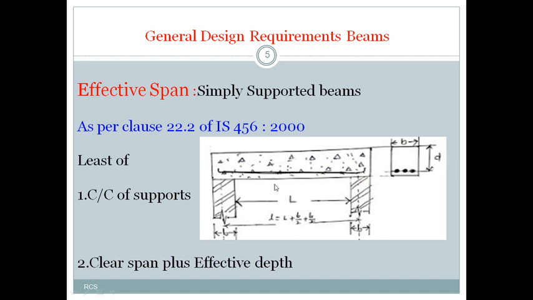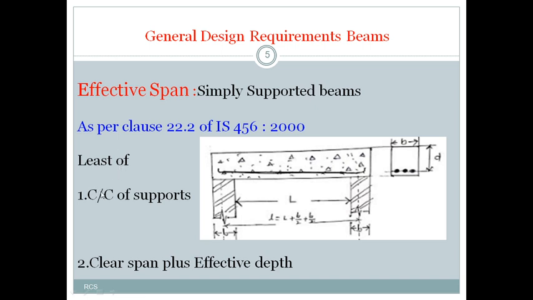So as per this clause, the effective span for a simply supported beam is the clear span L plus d. L plus d. So this is another way of finding your effective span. For our design purpose, we can take the minimum of these two values as the effective span. Is this clear, students?